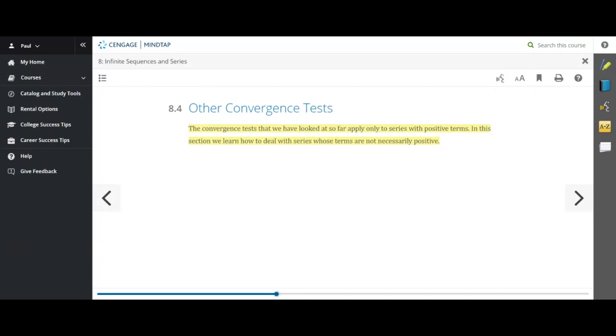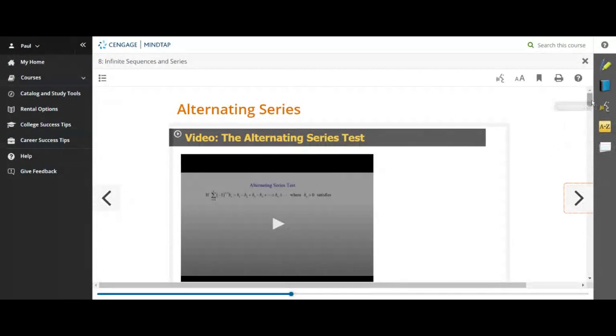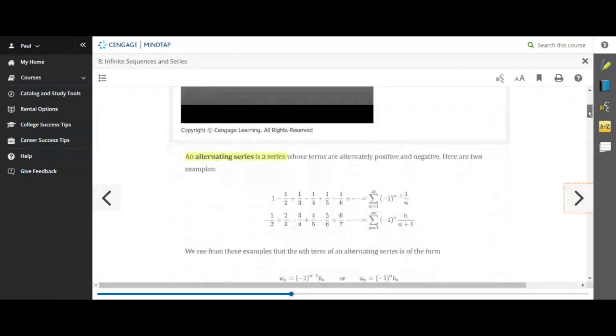So let's go right away to one of the common tests here. Well, let's look at a couple of common series. Here, they talk about a series called an alternating series. Take a look at these two series that you see here, and maybe I can highlight them.